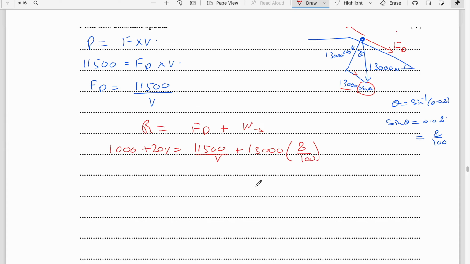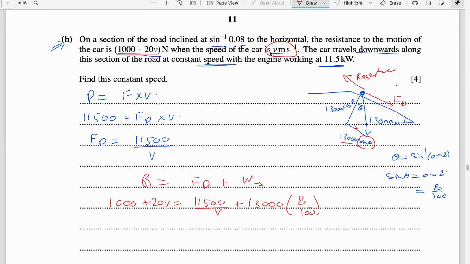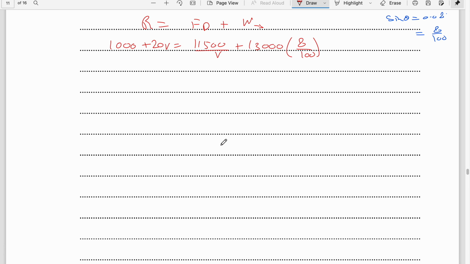Now we have the equation. The demand of the question was to find V. You just have to simplify this equation and get your answer. So simplifying, we get 1000 plus 20V is equal to 11,500 by V plus 1040. Now rearranging, this is 20V minus 11,500 by V is equal to 1040 minus 1000, which is 40.